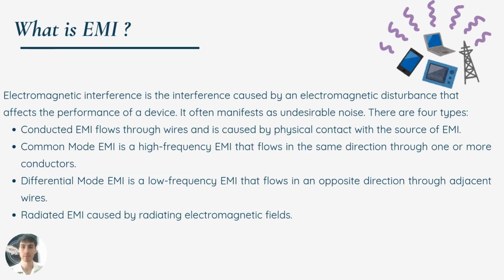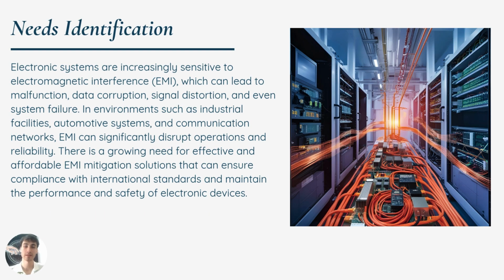First of all, what is EMI? Electromagnetic interference is the interference caused by an electromagnetic disturbance that affects the performance of a device. It often manifests as undesirable noise, and it has four types: conducted EMI, common mode EMI, differential mode EMI, and radiated EMI. In detail, electronic systems are sensitive to EMI, and it can cause distortions, data losses, and even total failure in various sectors. So we need effective and low-cost solutions to reduce EMI.